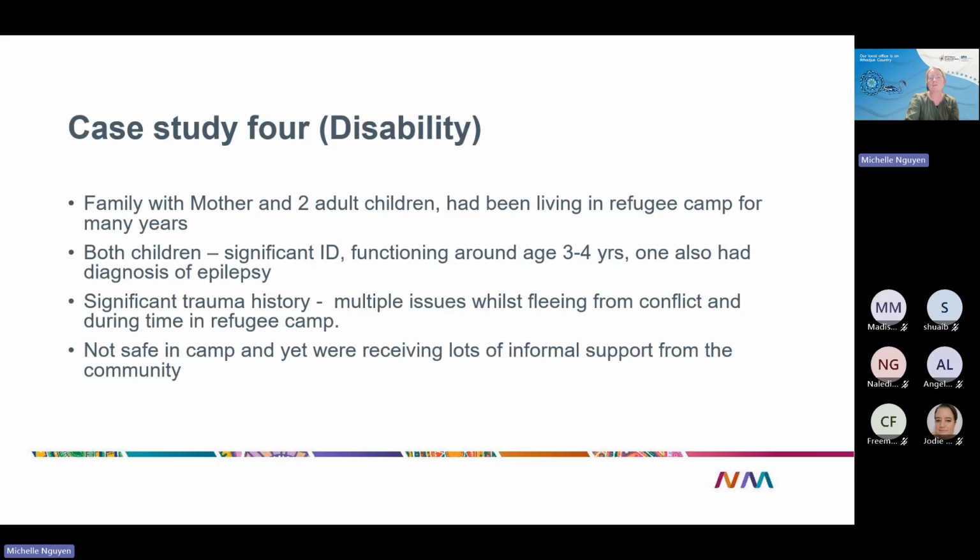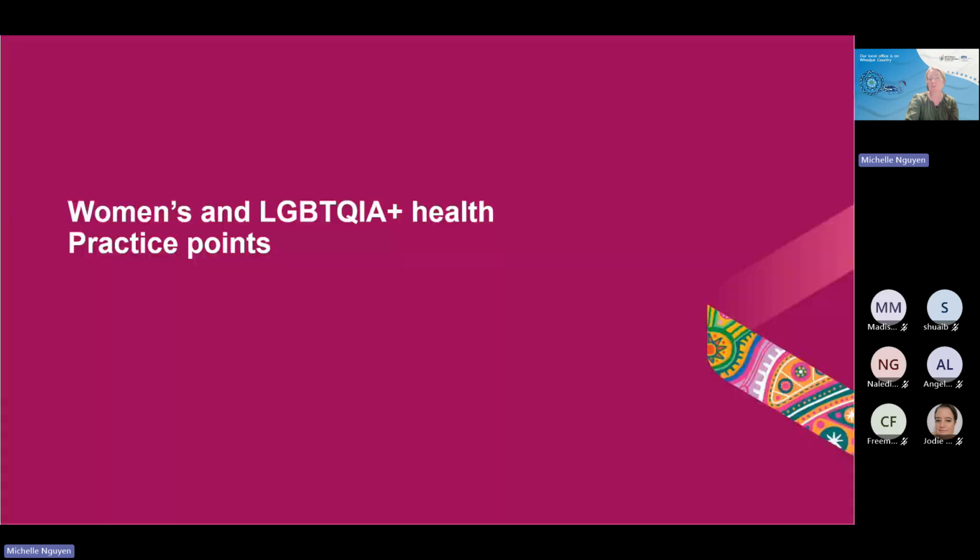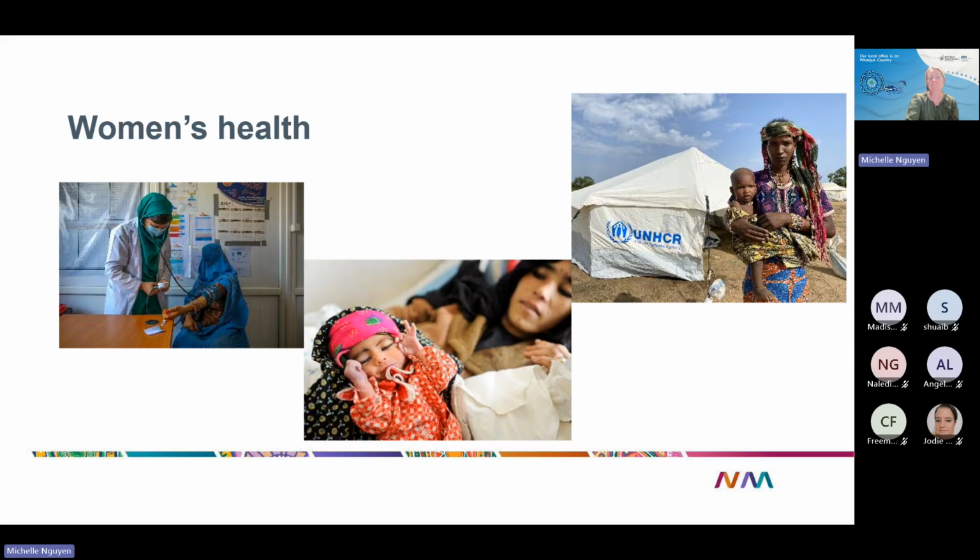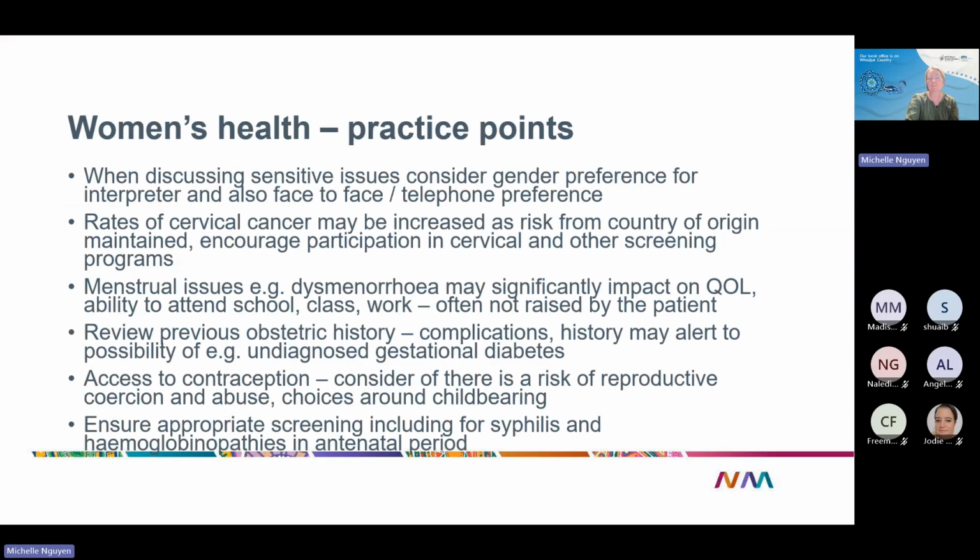So I won't go through the disability case study that I had, because unfortunately I think we are running a bit short of time. So moving on to women's health. Just a few practice points, firstly around interpreter use, so considering gender preference for interpreter use, and also whether face-to-face or telephone, people have preference for that.